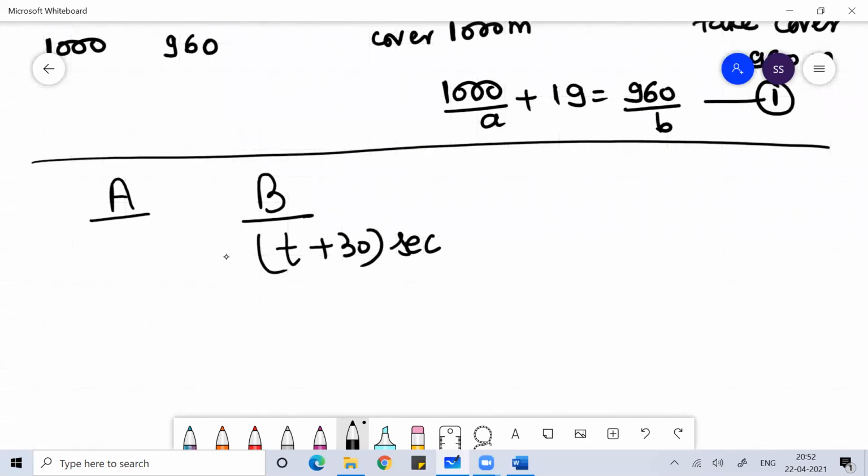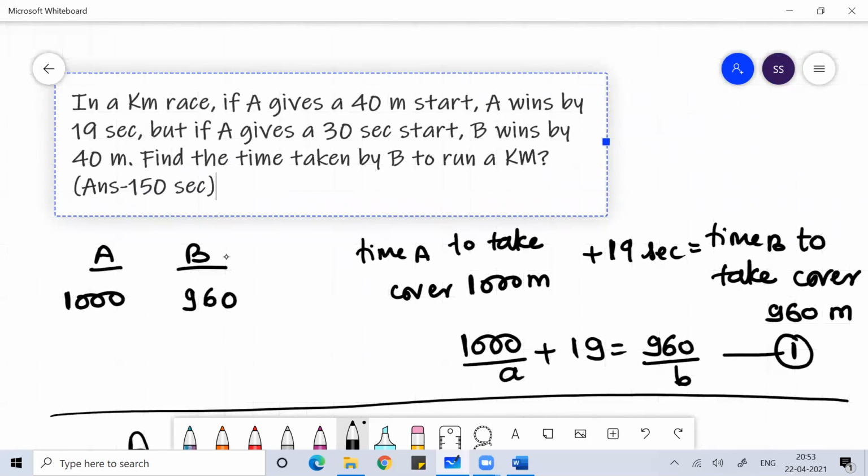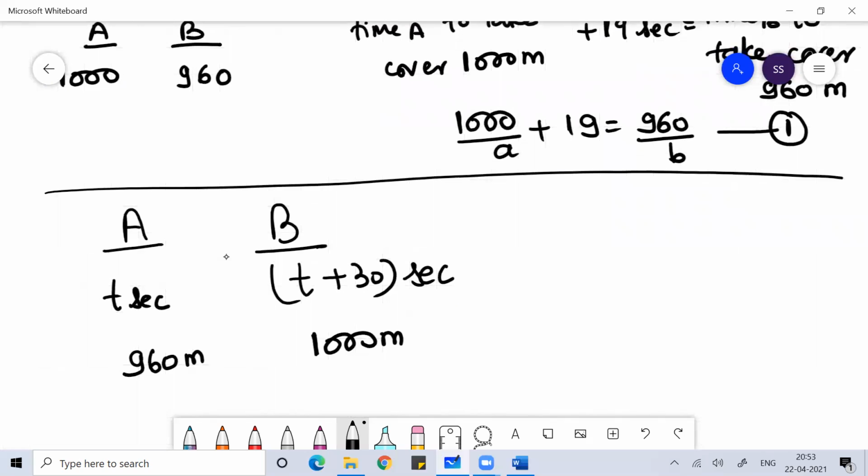Now B runs 1,000 meters and wins the race by 40 meters, meaning that when B reaches the finishing line, A has just reached 960 meters. Again you can formulate the equation. So 960 by A plus 30 is equal to 1,000 by B. This will be your second equation.